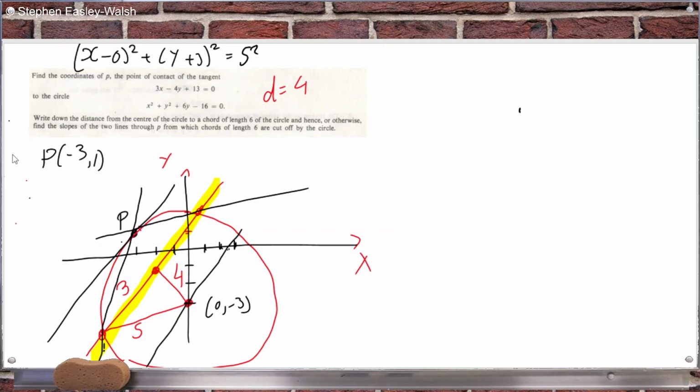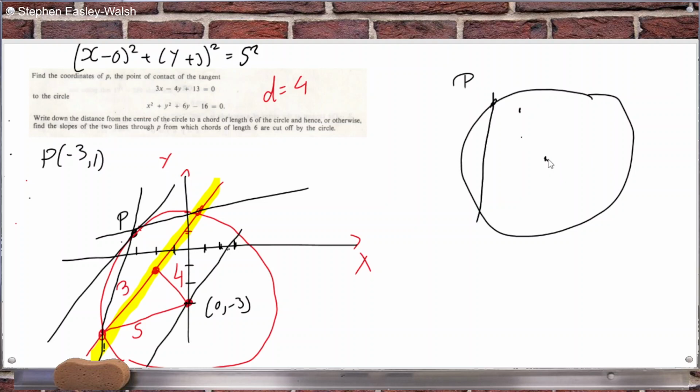So it's kind of like, there's the circle, there's P, and this gets swung around like that. So that's still a 6, but it passes through P, and you could have swung it around the other way. So I'm guessing that there's 2 answers here when you solve this. You could find the equation of this line that passes through P, and you want to make sure the perpendicular distance is 4.